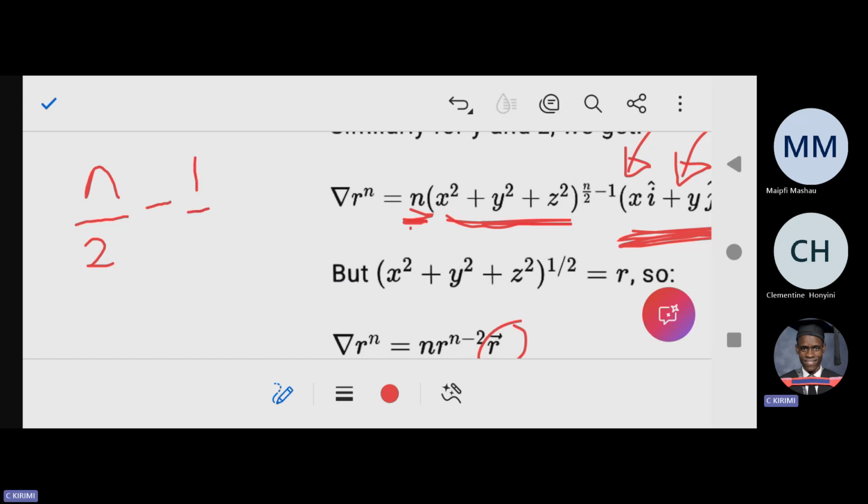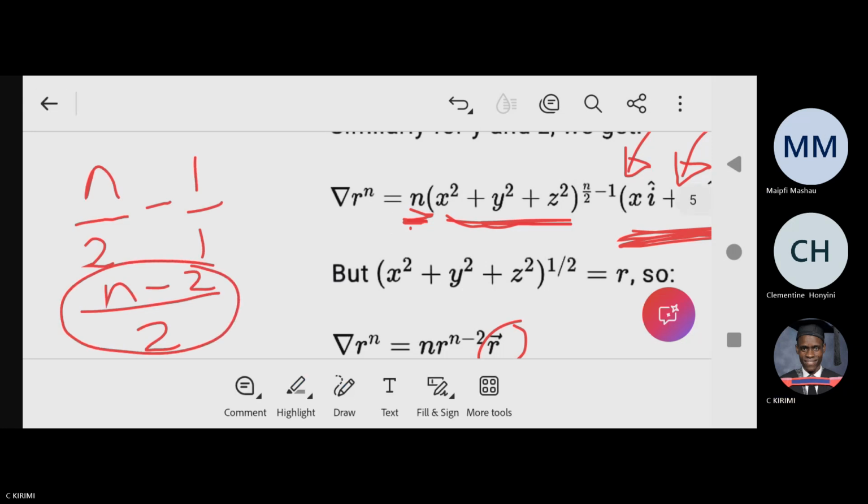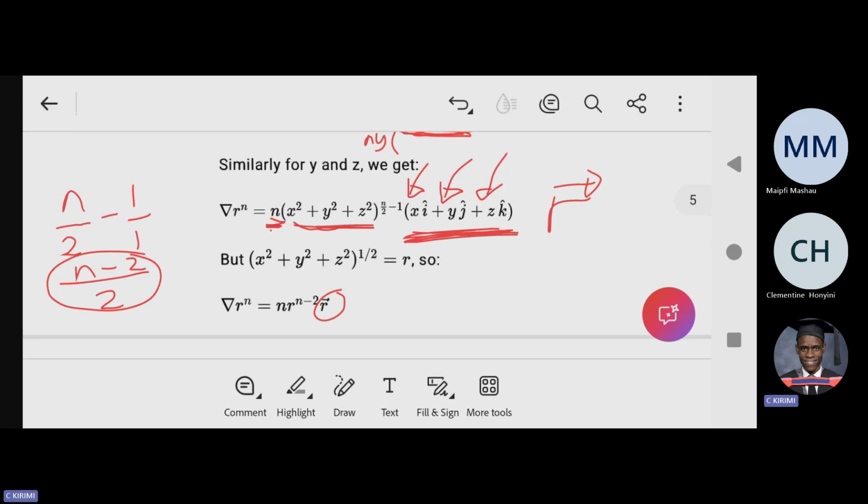1 as a whole number is 1 over what? 1 over 1, isn't it? Then if the common denominator is 2, 2 goes into 2 once, which is n. N minus 2 over what? Over 2. Why is it over 2? Because r is already having a multiplier of half.